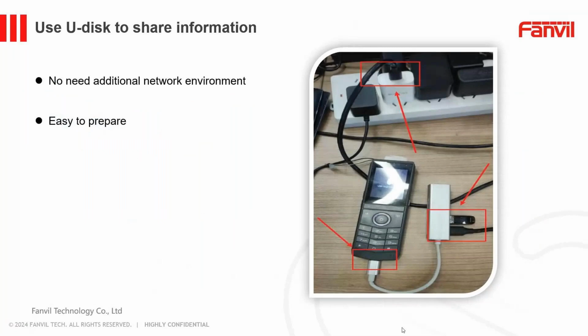The third method is the U-disk option. That is, if you cannot use your router or modify the Wi-Fi on your network, you can use the U-disk feature to add the Wi-Fi settings to your phone, and it is an easy task to perform and easy to prepare.